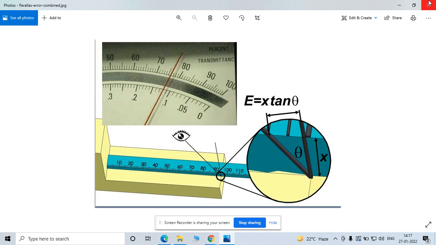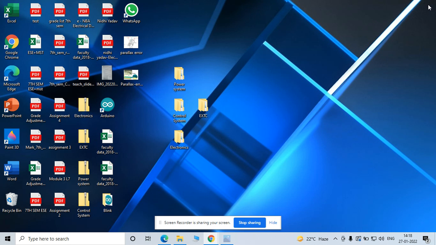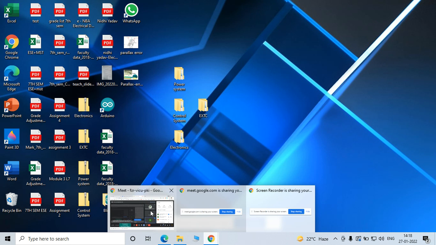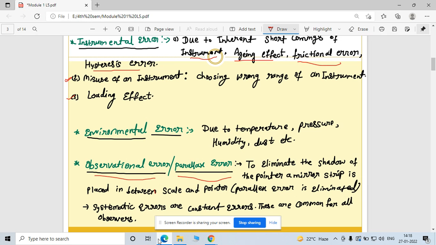If I go to that meter and take the reading, it is constant for me. If someone else goes to take the reading, that error is also constant for them. It will be common for everyone. Now I hope this observational and parallax error is clear to you all, right?